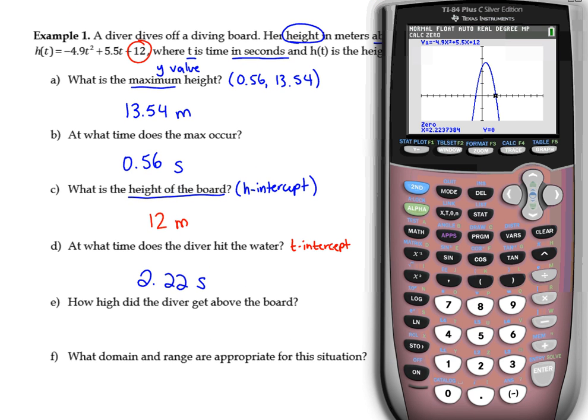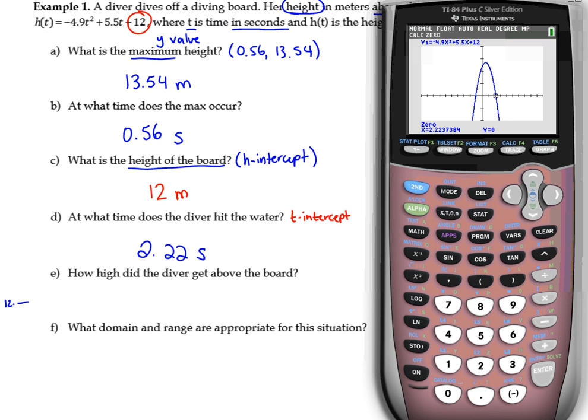How high did the diver get above the board? Above the diving board? Well, his maximum height, he went to 13.54. Where did he start? Where is the board? At 12. So if the board is at 12, and then he jumps and he gets to 13.54, how would I get how high above the board? It'd be 1.54. We would subtract the two. His maximum height minus the height of the board, which is 1.54 meters.